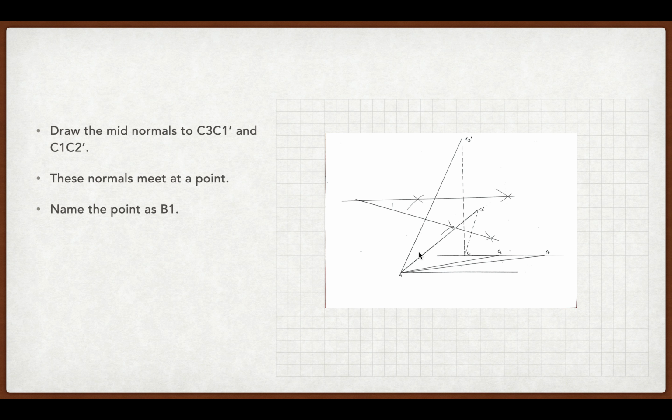Now we are required to find the mid-normals to C3C1' and C1C2'. Again, the mid-normals are nothing but the perpendicular bisectors, so we draw them. Upon extending them, we find that they meet at a point. Let's name this point as B1.